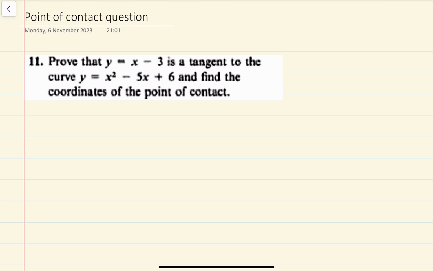So quite often the question would just have the first bit. So prove that y equals x minus 3 is a tangent to the curve. So this is how we have to go about this first of all, and then we have a wee bit extra to do in this question.